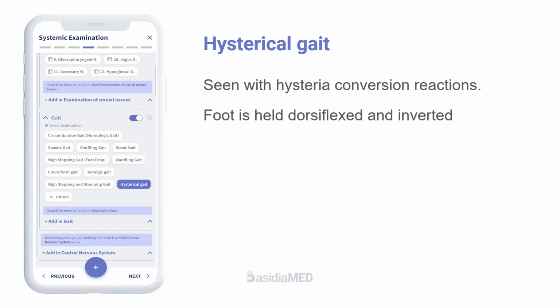Hysterical gait. This bizarre gait is seen with hysteria conversion reactions. While walking, the foot is usually dragged or pushed ahead instead of lifted. Frequently, the foot is held dorsiflexed and inverted.